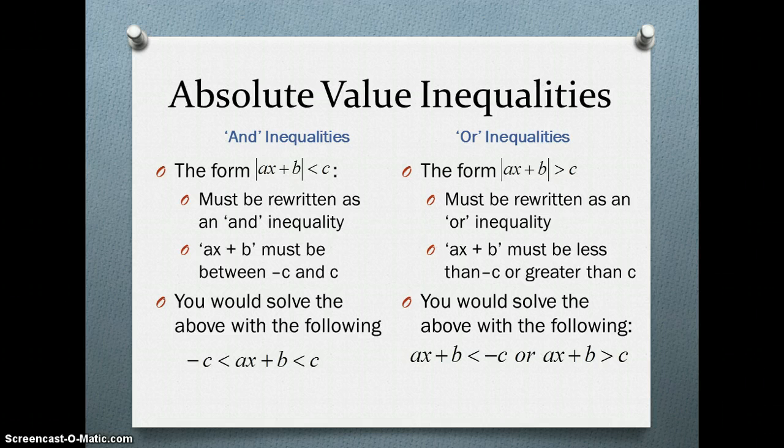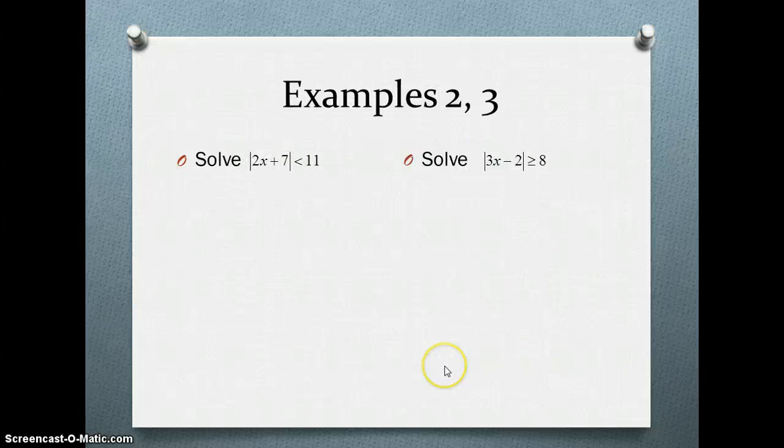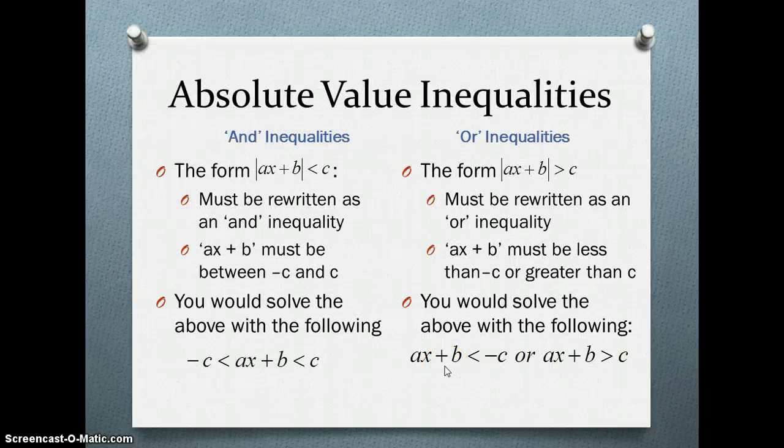We would write ax plus b is less than, the opposite is c, so we switch the inequality symbol of the original and take the opposite sign. Ax plus b is less than c. Or all we do is drop the absolute value symbol and we get ax plus b is greater than c. Those would be the two inequalities that we would need to solve.